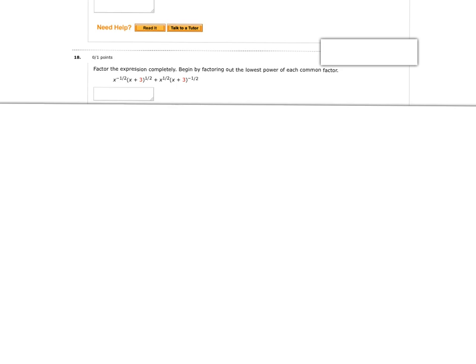All right, next up here, number 18. We'll use some more u substitution here. I'll make u equal x plus 3. And so we have x to the negative 1/2. You'll notice that I am going to turn the x plus 3's into u, but the plain x's I'm going to leave as is. And so we'll go plus x to the 1/2 times u to the negative 1/2.